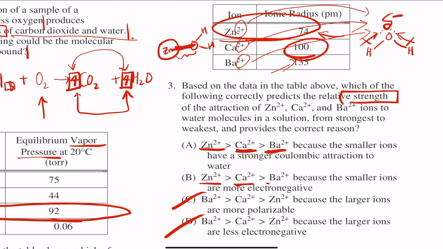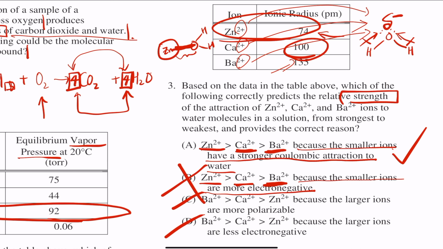Choices A and B both have the same order, but let's see what they say. Choice A: because the smaller ions have stronger Coulombic attraction to water, absolutely. What does B say? Because the smaller ions are more electronegative is absolutely false. When they say smaller ions are more electronegative, that's not necessarily correct, because electronegativity just means the ability to pull electrons towards itself.